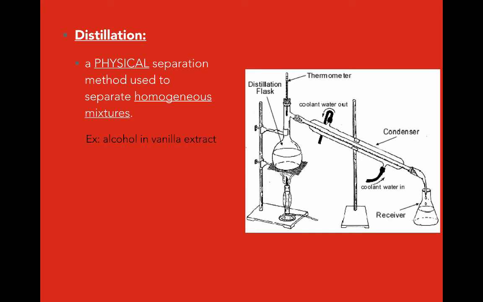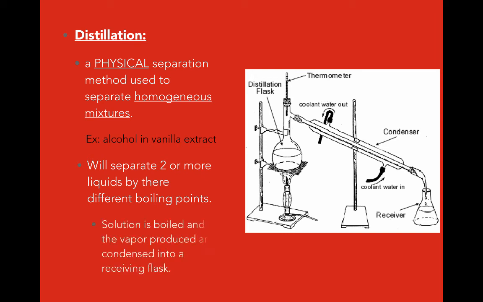Distillation is one of the more important types of separation methods on the Regents exam. Distillation is used to also separate homogeneous mixtures, but in this case, it's going to be a homogeneous mixture made up of liquids. This method only will work if the substances have different boiling points from each other. As the mixtures are heated, the liquid with the lower boiling point will evaporate and will then be condensed and cooled down into a liquid again.